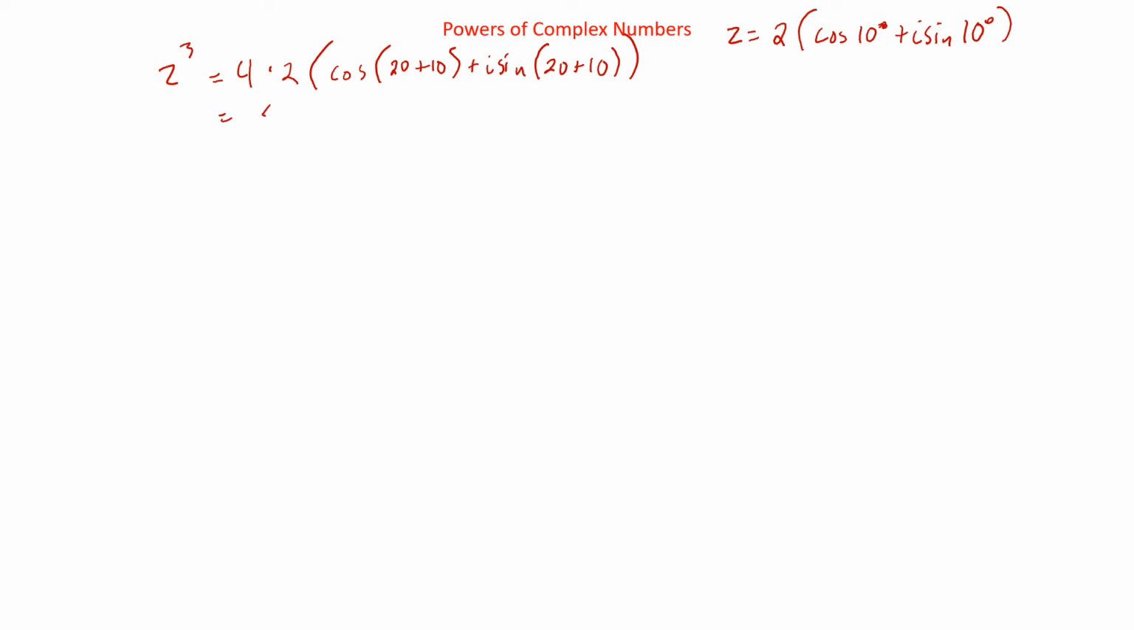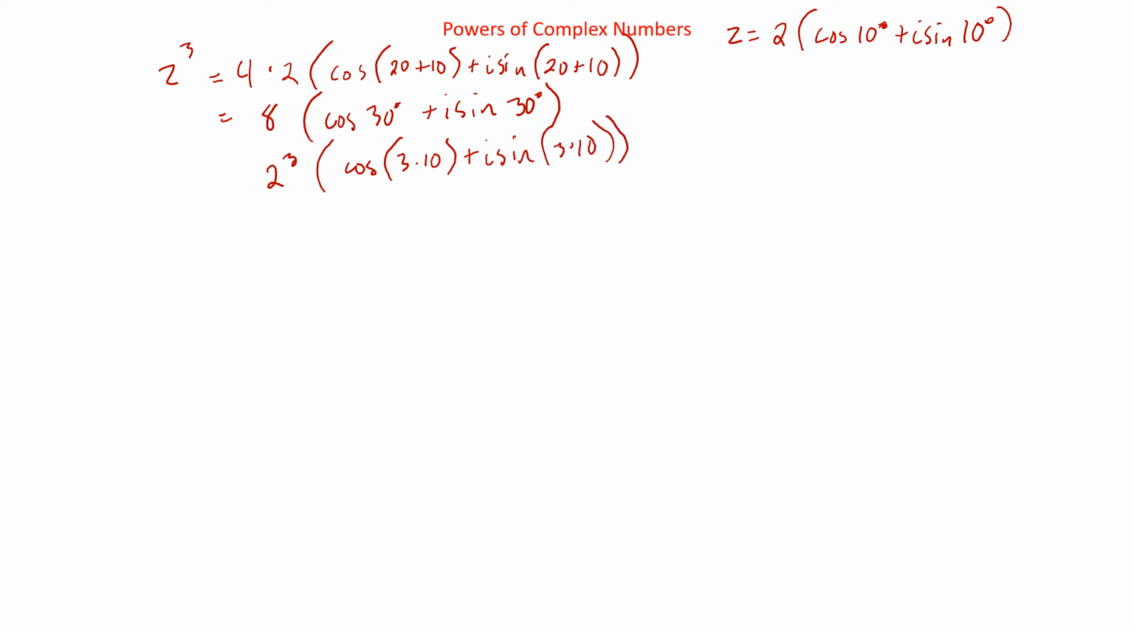Isn't this just 8 times cosine of 30 degrees plus i sine 30 degrees? Isn't that 2 cubed, cosine of 3 times 10 plus i sine 3 times 10? Because we're multiplying 3 of them together, and it extends.